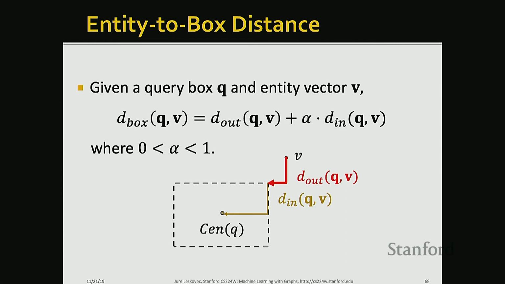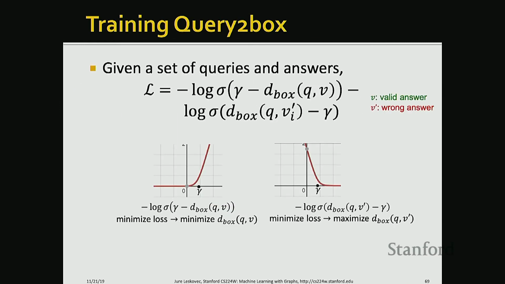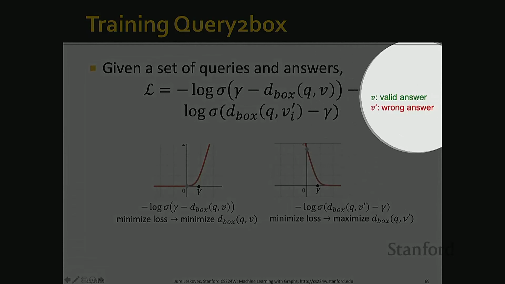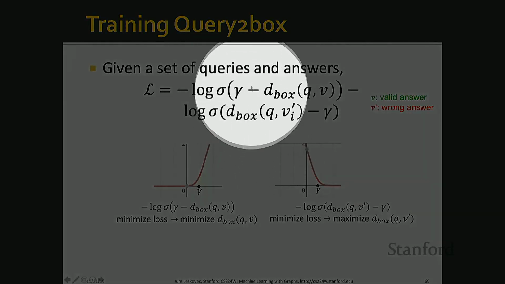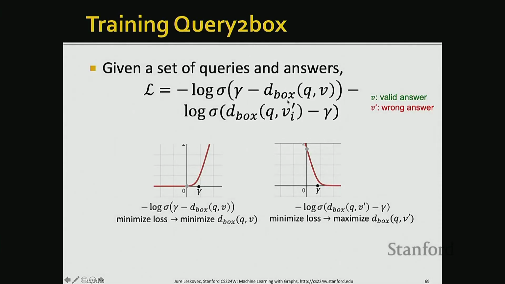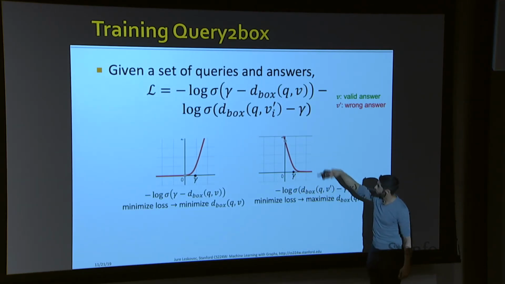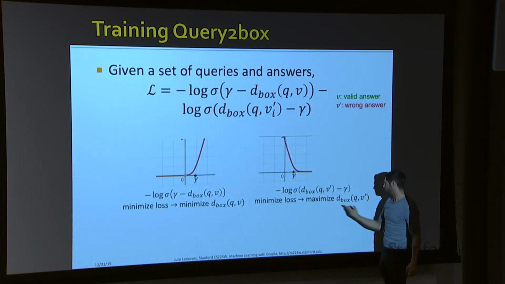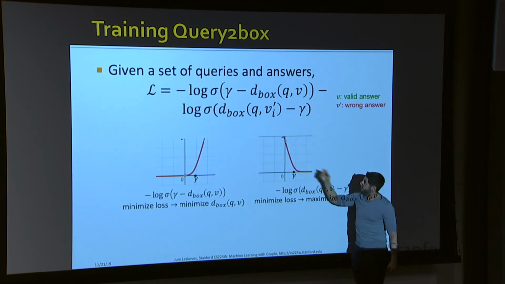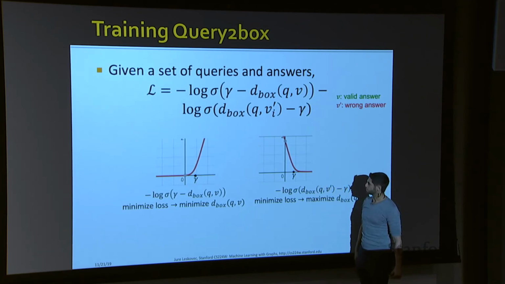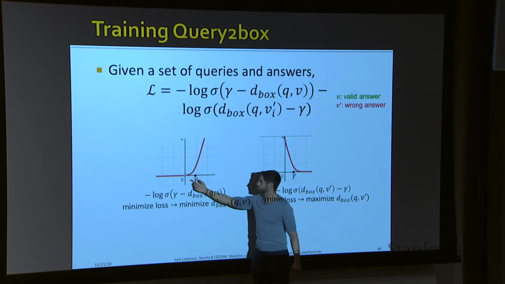Once we have this distance, we can apply something very similar to the TransE training that we've seen before. Given a set of queries and answers, B are the valid answers and B prime are the wrong answers. You can think of them again as valid triples and corrupted triples. The upper part of our loss function tries to minimize the distance of the valid triples, so our B. And the bottom part tries to minimize the loss once again by maximizing the distance between the query and triples that are not valid, answers that are not valid. If you are asking yourself why it is a log times sigmoid and so forth, just get this intuition: these functions look like that.